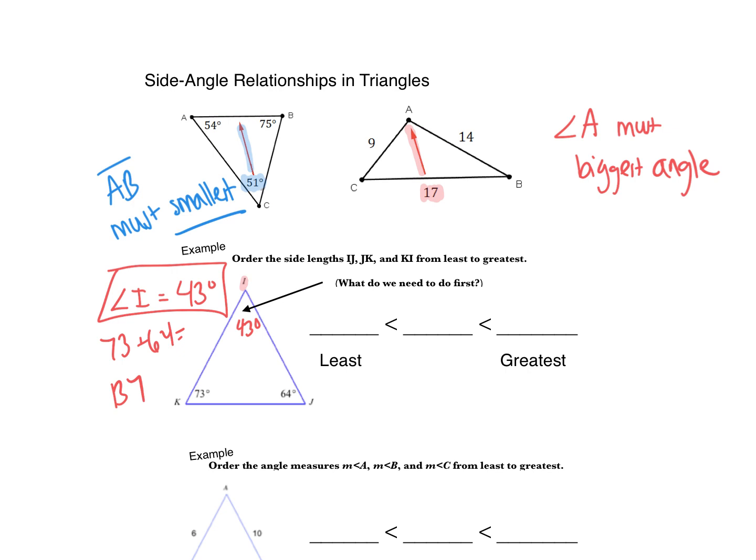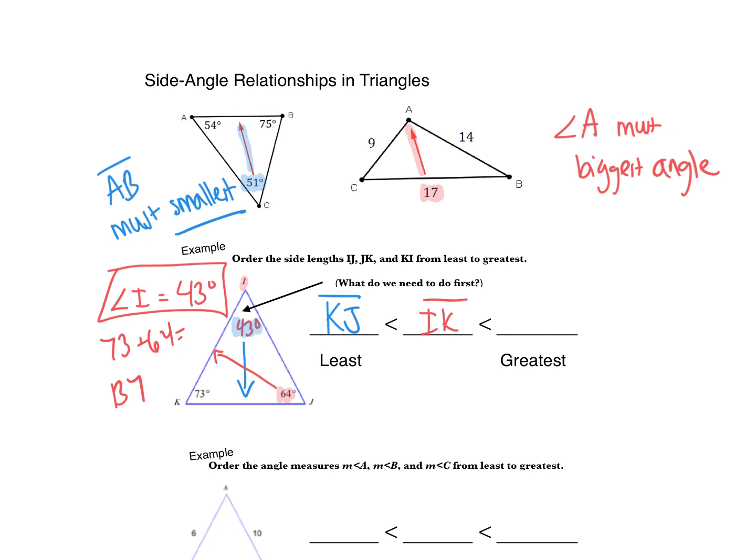Now that I have all the angle measures, I can do the side relationship and order them from least to greatest. So notice that your smallest angle now is angle I. The side across from angle I, I would call side KJ. That must be my smallest side length. Then the next smallest angle is the 64. Looking across from the 64, I would call that side length IK. So that one would come next.